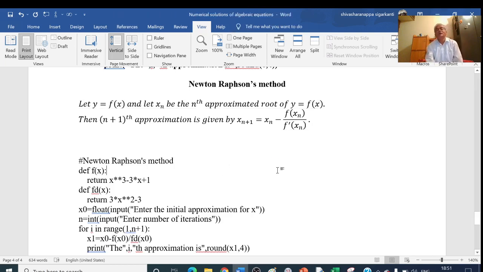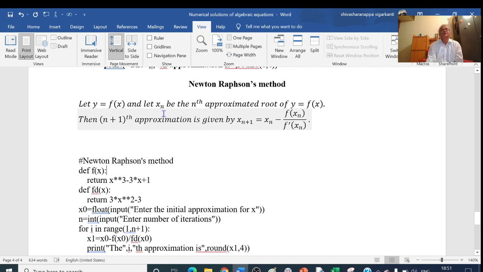Newton-Raphson method is for finding the root of an equation. If y equal to f of x is a function, and let me take xn as the nth approximated value of the root of the equation, then the (n plus 1)th approximation is given by this formula, that is xn plus 1 equal to xn minus f of xn divided by f dash of xn.